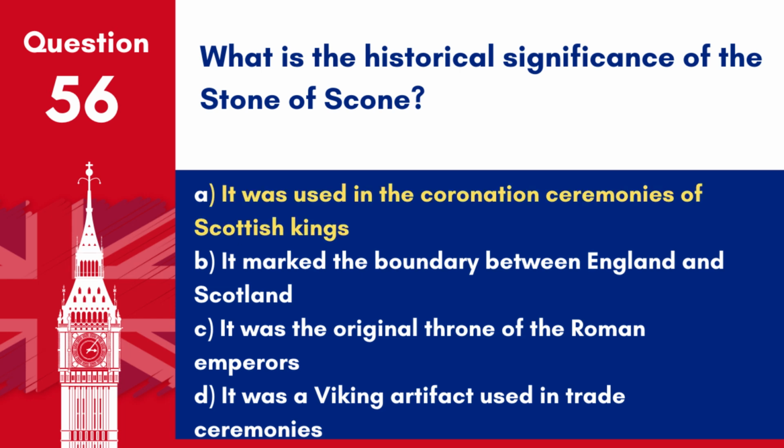Answer. A. It was used in the coronation ceremonies of Scottish kings. The Stone of Scone, also known as the Stone of Destiny, has historical significance as it was traditionally used in the coronation ceremonies of Scottish kings and later British monarchs.